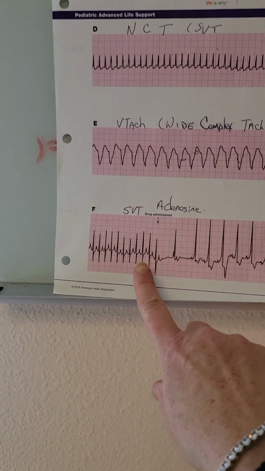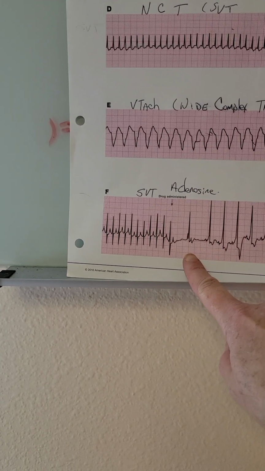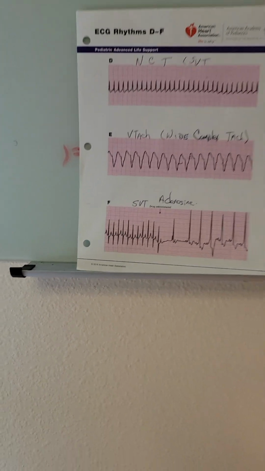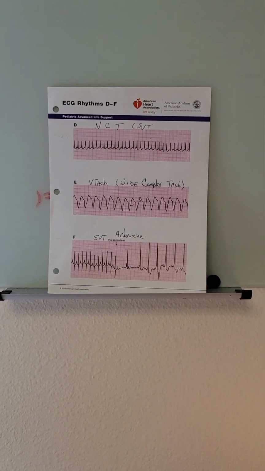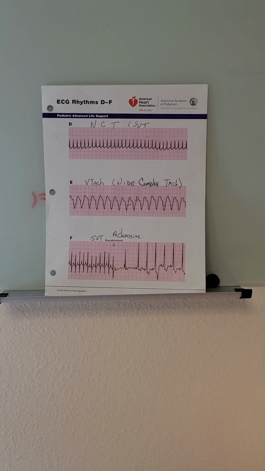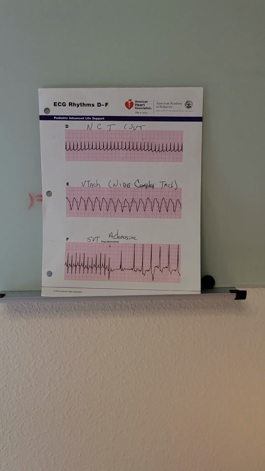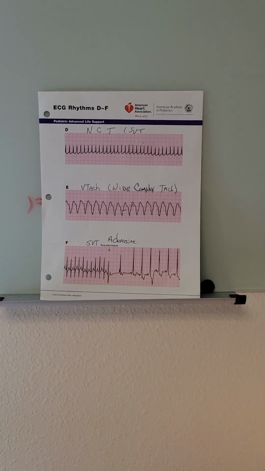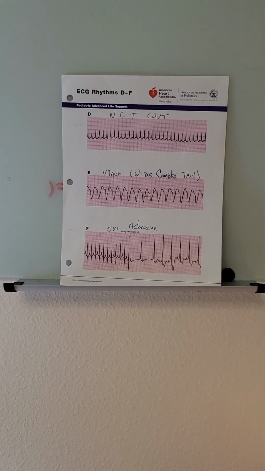Right here we have SVT, which we're going to go ahead and deliver some adenosine to. And how much are we going to give in that first dose? 0.10 milligrams per kilogram and a max of 6 milligrams. And then we're going to give 0.2 milligrams per kilogram. Okay? So that was F.